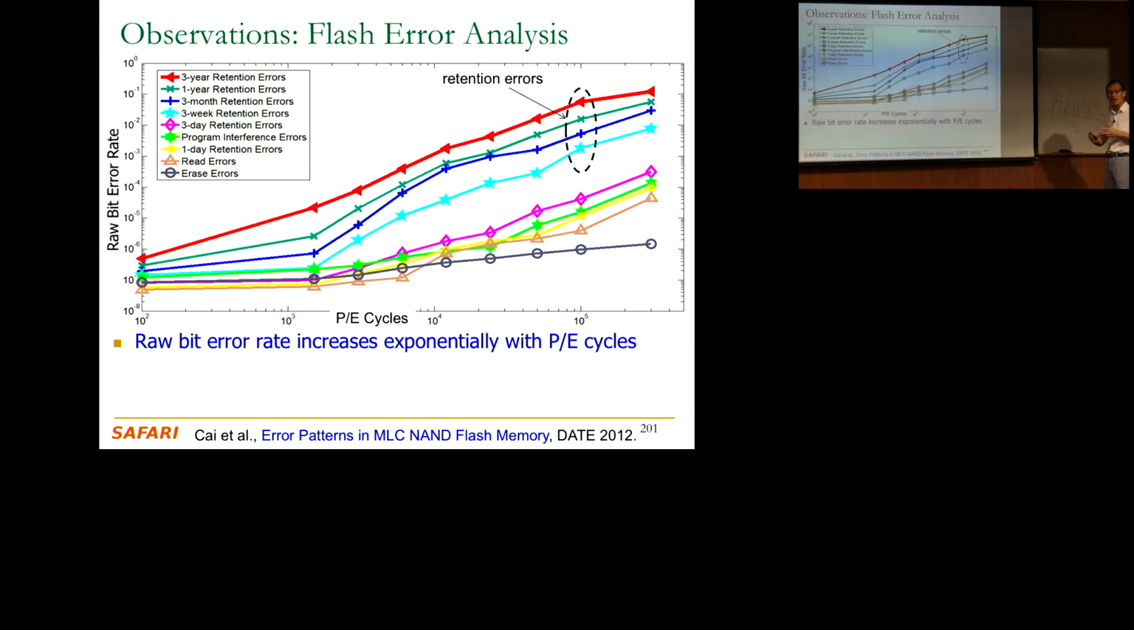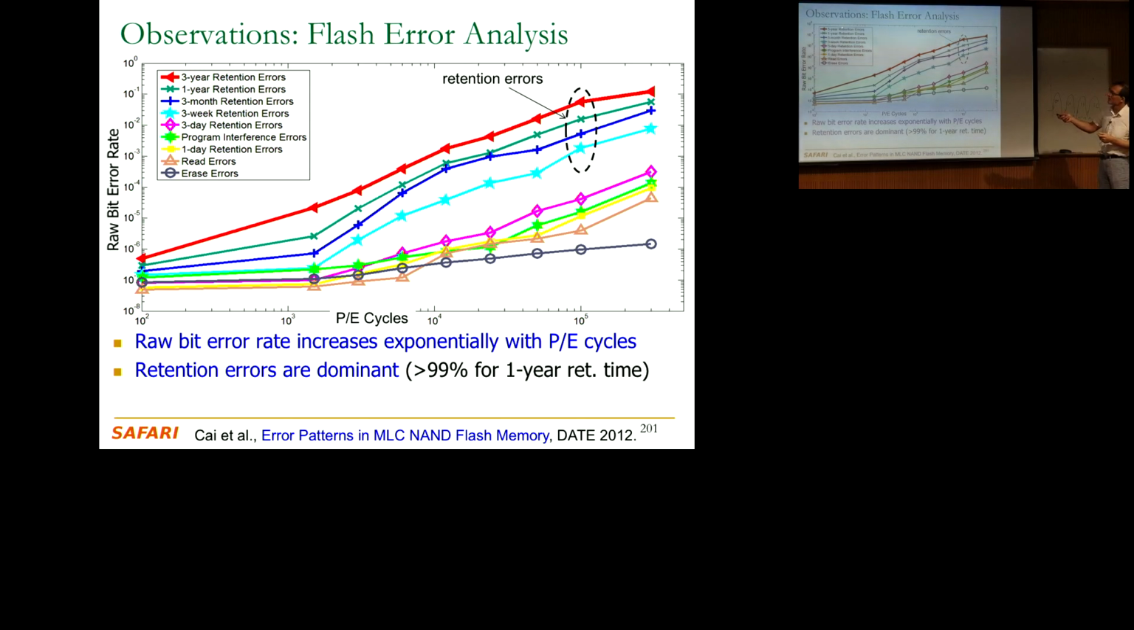So as you wear out the device, as you keep writing and writing, your error rate increases exponentially. And there are different types of errors. If you look at the errors, retention errors are the dominant ones. So these top parts are all retention errors.